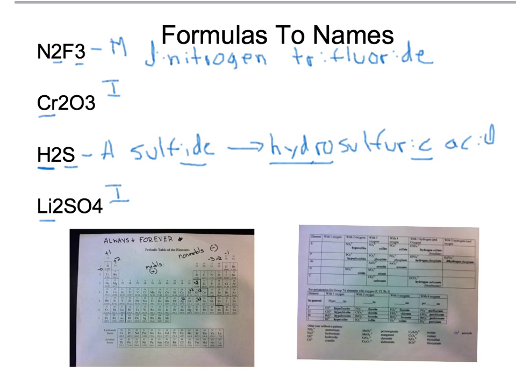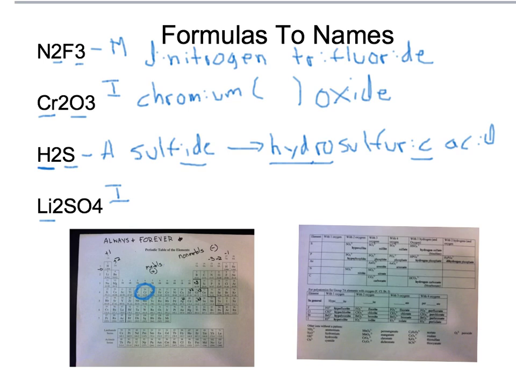All right, for the ionic ones, for those you write the name of the metal. So that's chromium. Oh, let me erase that, I made a little mistake there. That's chromium. Write the name of the nonmetal. O, an element with a negative charge. That's going to end in ide, oxide. Now, the last thing we're going to have to do is figure out whether we need a Roman numeral. And I think we do, and I know that because if you find chromium on your periodic table, it's not an always and forever. It needs a Roman numeral.